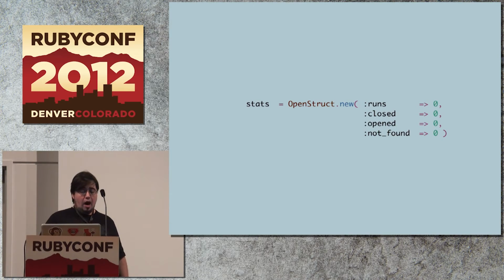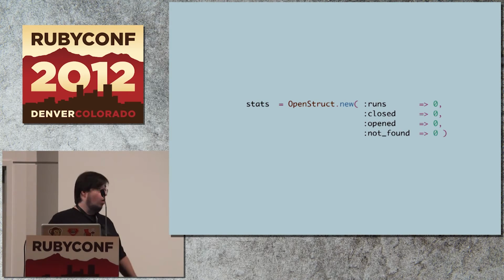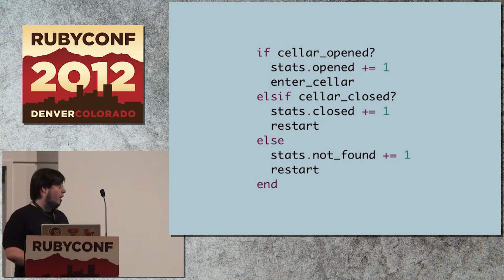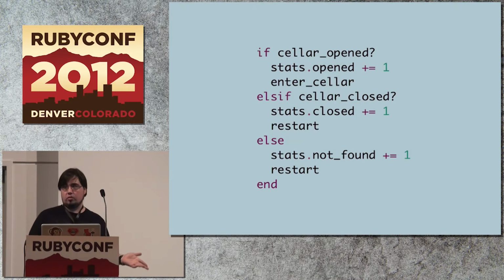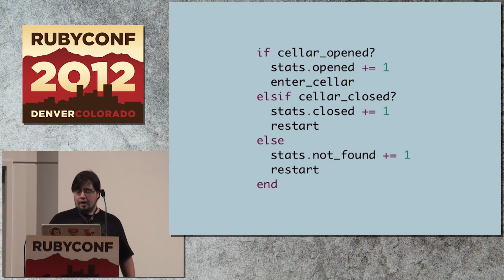Basically, I have this fancy object here. I log the runs, the number of times the cellar is closed, the cellar is opened, or when I can't find the cellar for any reason. And I added that to the cellar opened if method. So if the cellar is opened, I add one to opened and enter the cellar. Otherwise, I add one to closed and restart the run. And if I can't find the cellar in any way, it's not opened, it's not closed, something's wrong, I add one to not found and restart the run.